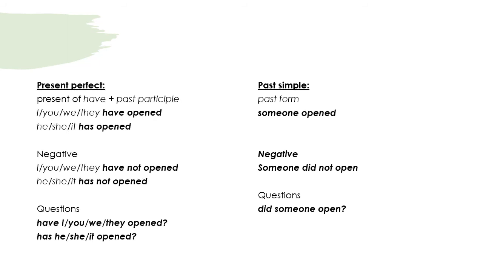Whereas in the case of the present perfect, we use have or has, and it precedes the past participle form of the verb, that is opened. I have opened, you have opened, we have opened, they have opened. When it is the third person singular like he, she or it, it is he has opened, she has opened, it has opened. The negative would be I have not opened or he has not opened. The question would be have I opened or has he opened?